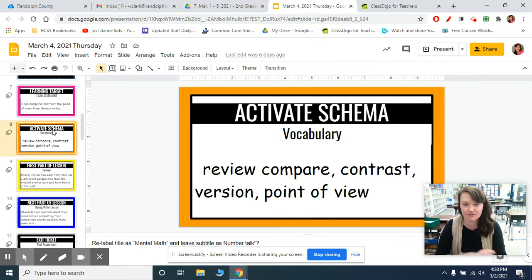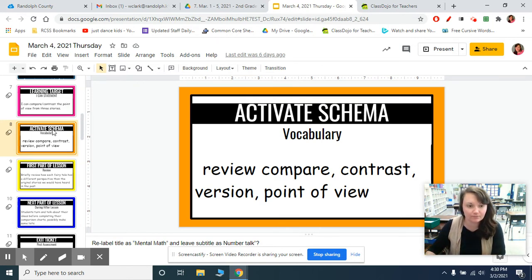Compare means to find how something's the same. Contrast means to find things that are different. Version is like a certain type of story. It's usually the same story, but put in a different way of writing. And then point of view is first person, like I, me, and my. Third person is she, he, they.